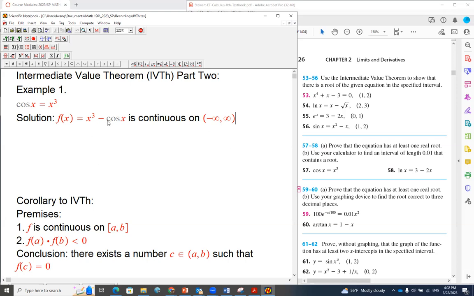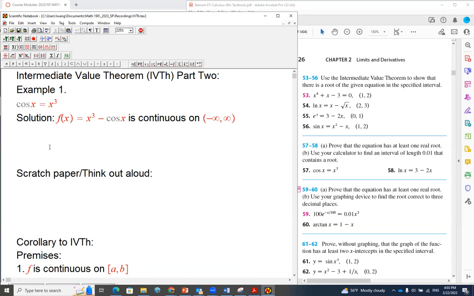Now, knowing that cosine x is bounded, between -1 and +1, when we're looking for those values, to find those A and B, you want to have a piece of scratch paper. Or I also call it thinking out loud. You would experiment, trying different numbers to identify that A and B, that closed interval.